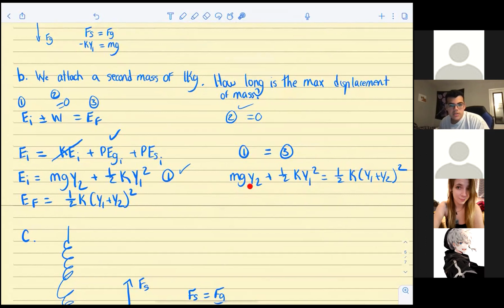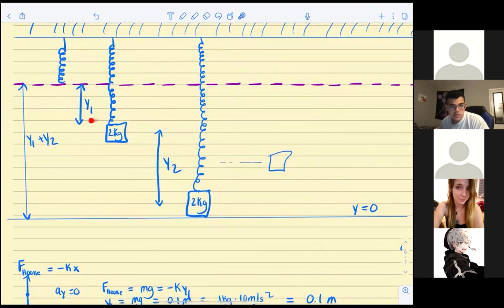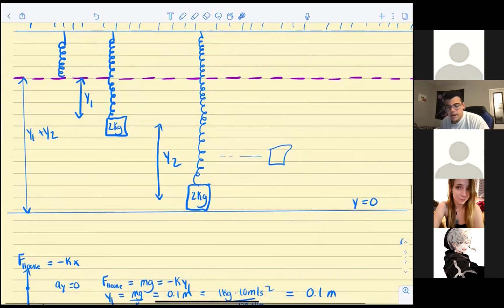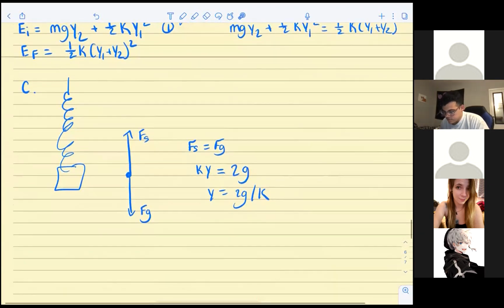Somebody said, are we solving for y1 plus y2? Well, we know y1, right? We solved for y1. We know that this is 0.1. So you could plug that in there. What did Fs mean? That was the force of the spring, right? The spring pulls up on the mass, gravity pulls down on the mass. They're going to be equal and opposite forces when the mass is at rest.